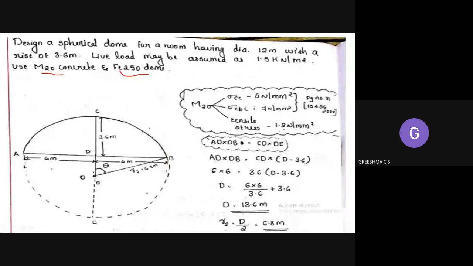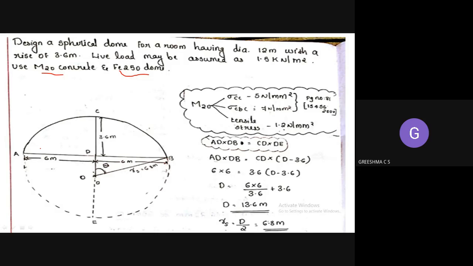Okay, is it done? Next, first of all, what do we have to find out? This is a spherical dome. This will be the whole dome, and this is the top portion that you are going to design. So first of all, you need to find out the radius of this dome.